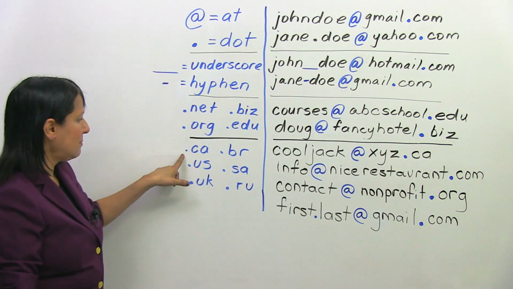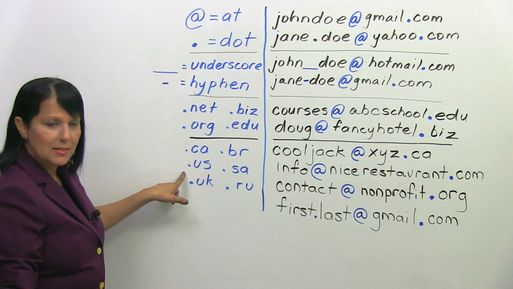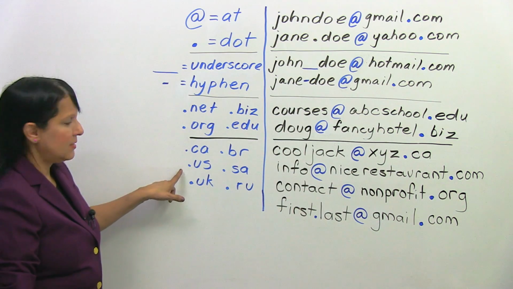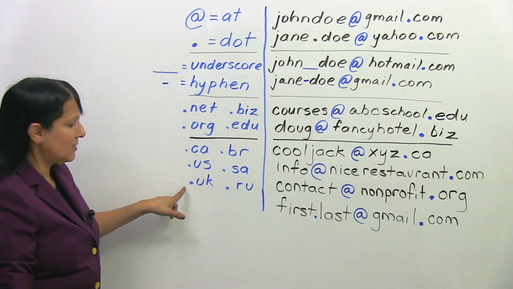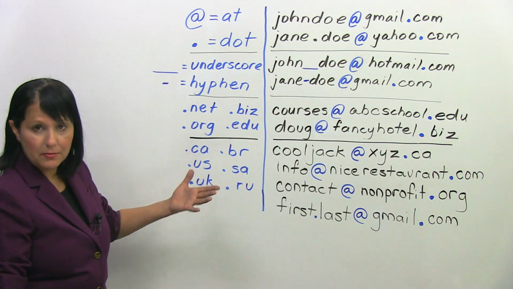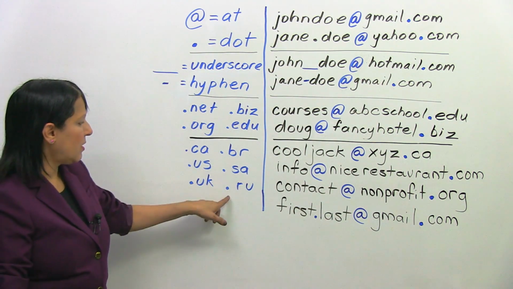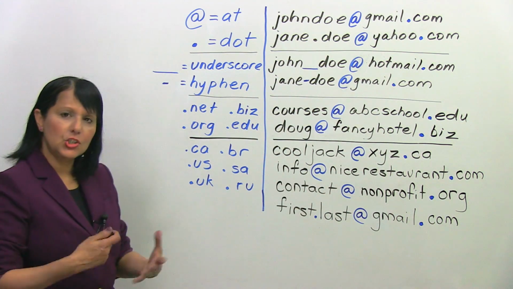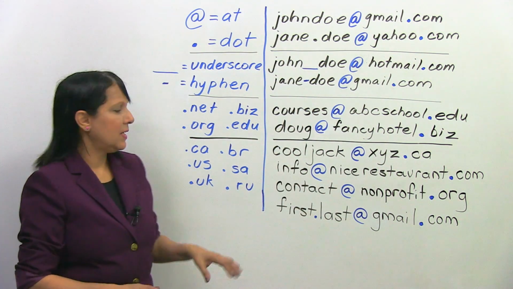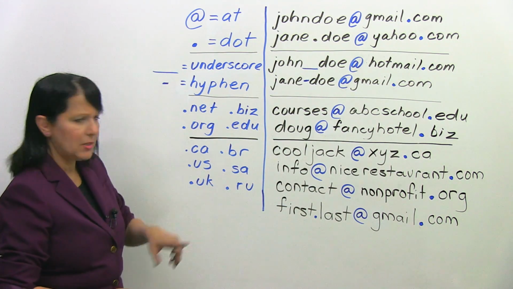All right. Now, sometimes in addition, you see country endings. Okay? For example, .ca, .us. .ca is for Canada. .us is for the United States. .uk for United Kingdom. .br for Brazil, for example. .sa for Saudi Arabia. .ru for Russia. And each country has a country code similar to this, okay? And they're usually 2 letters.